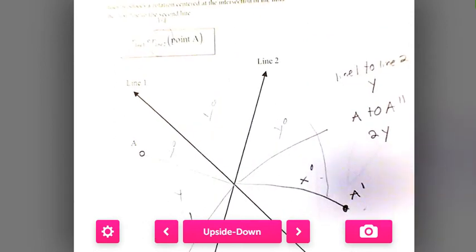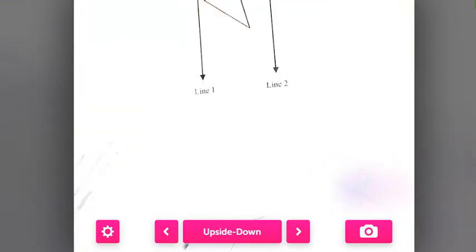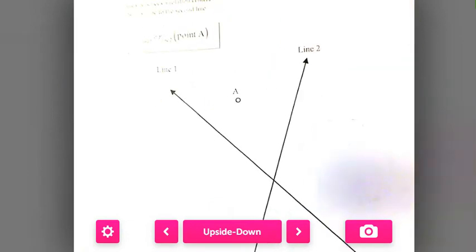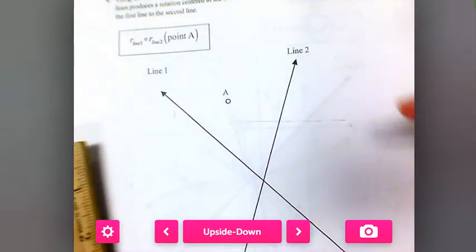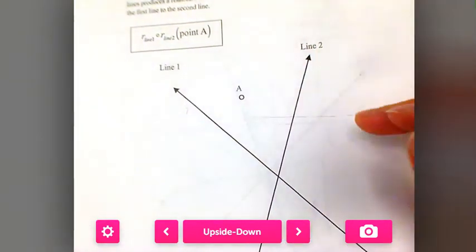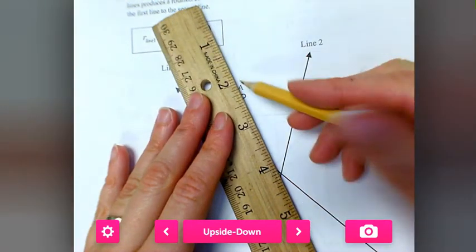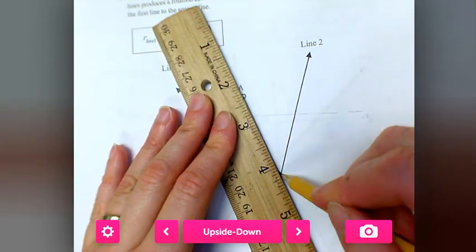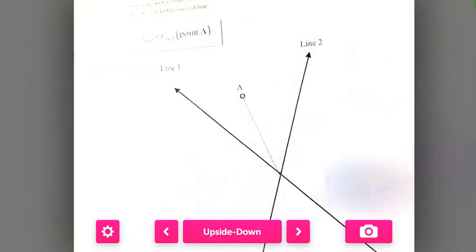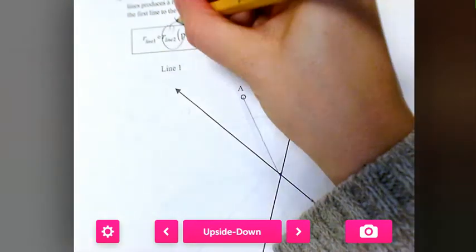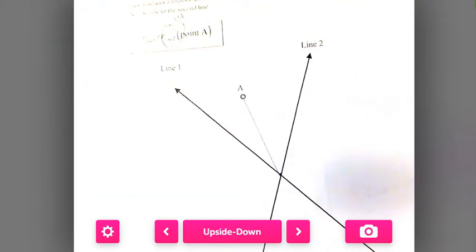All right, we ready for the final one? Okay. First thing we're going to do is what? You guys walk me through this one. Go ahead, Layla. What's the first thing to do? Draw a line through A, so basically go towards the middle of it. To the points of intersection. Okay. Remember, what line are we going to reflect over first? 2. Okay. We're going to go over line 2 first.